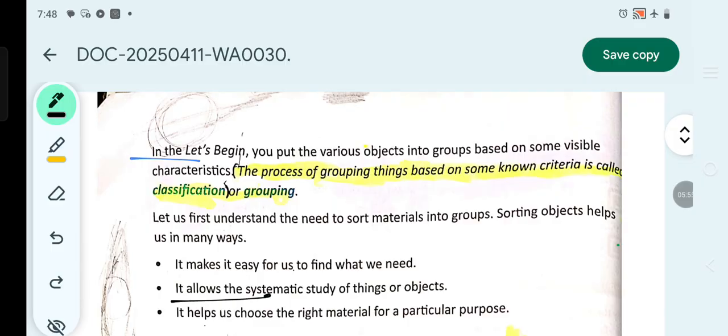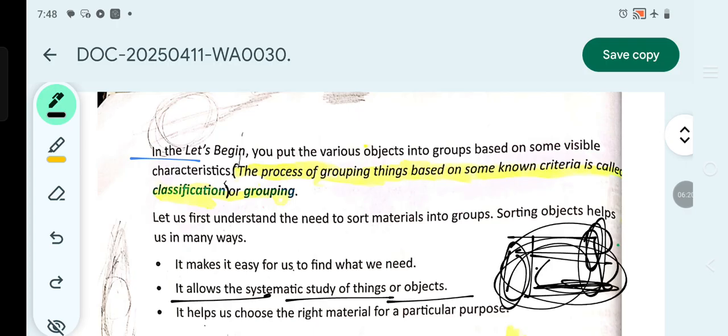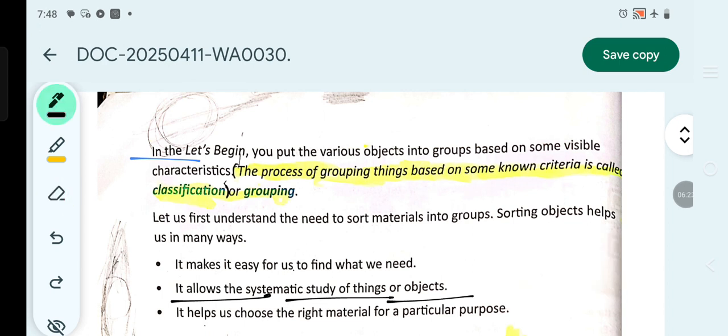Now, it allows the systematic study of things or objects. Like there is a school bag, and you know well where you have kept your lunch, where are your books, where is your water bottle, and where is your pencil pouch. If you mix all things up, you will not get to know anything, and all of the things will spoil. That's what it allows, a systematic study of objects.